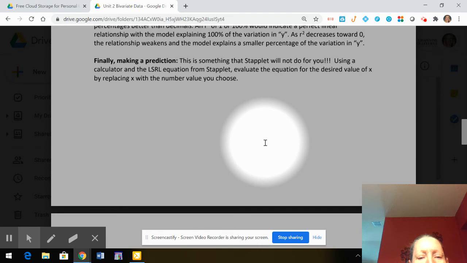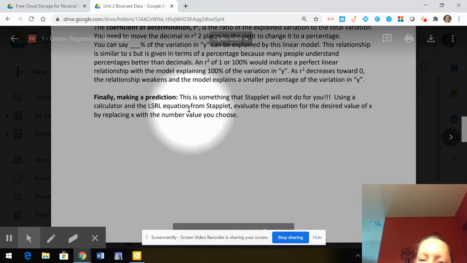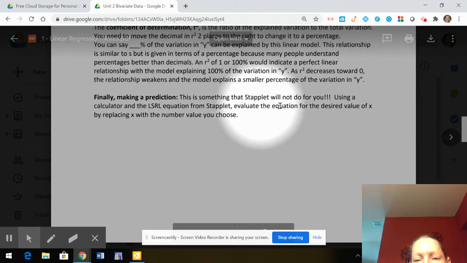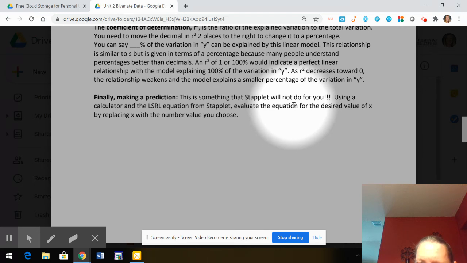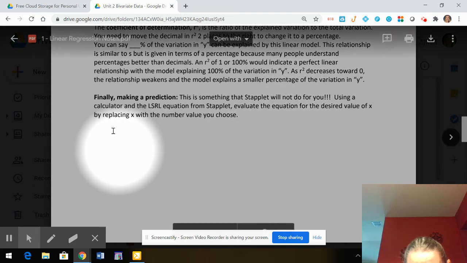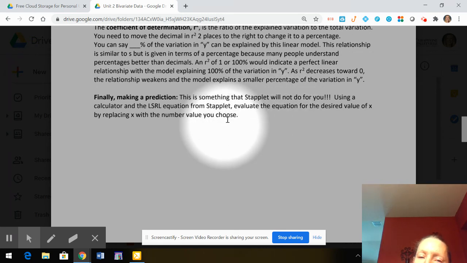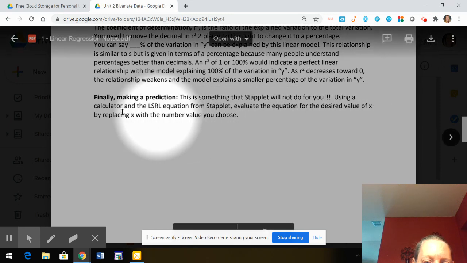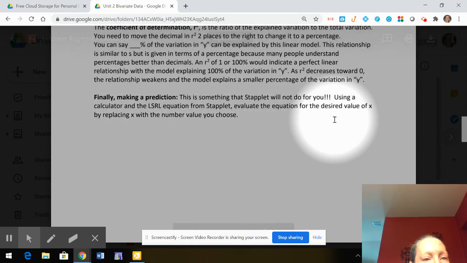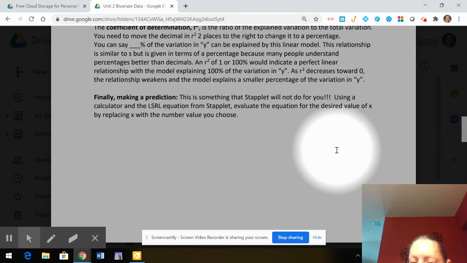Finally, making a prediction. When you go to make a prediction, this is something, unfortunately, that Stapplet will not do. So you have to use the regression equation that you've created and substitute the number you're looking to predict for into the equation. You'll see this some in the examples, but you're going to need a calculator to do this part. All right, this is your second part of your video.